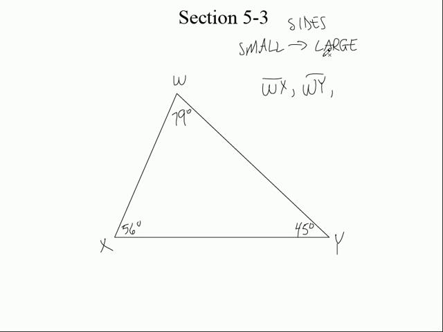Everybody see what we're doing? And then what's the largest angle? 79. So what's opposite 79 degrees? XY. So you put XY. And there you go. That's from smallest to largest. That's the smallest side. That's the largest side. That's all you've got to do. It's easy, isn't it? I think they give that a name too. That's kind of weird. I don't think they really officially give this theorem a name, but that's okay.